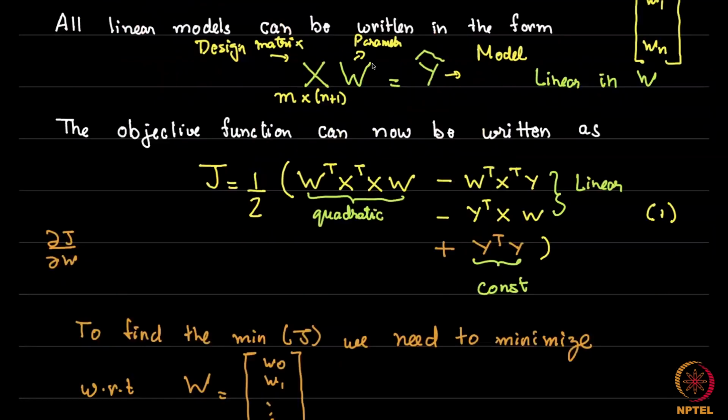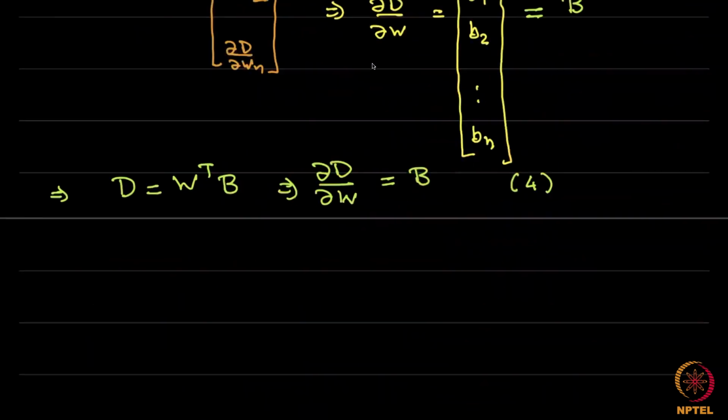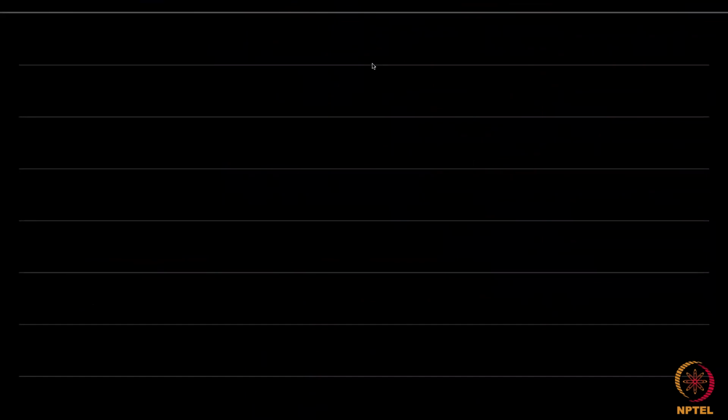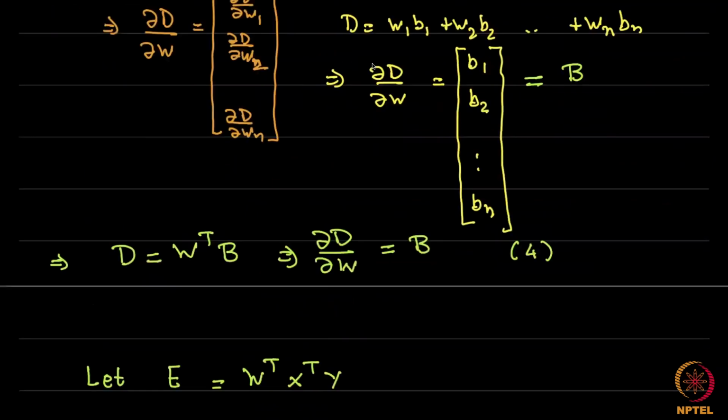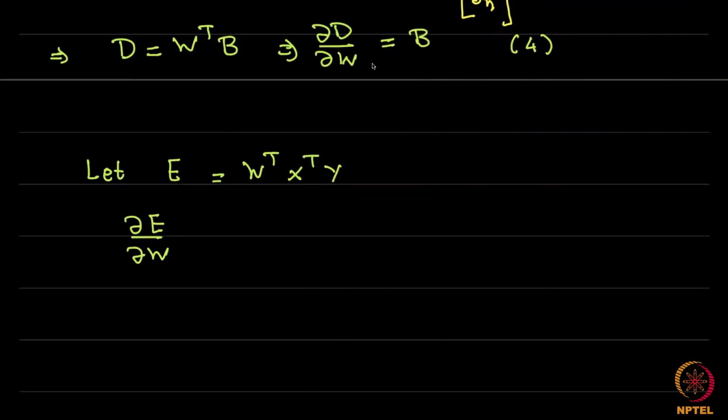So the linear derivatives are the derivatives here, these two. So let's look at the derivative of these two terms. The first term I'm going to look at is this term here, W transpose X transpose Y. So let E equal to W transpose X transpose Y. I want del E del W. I think I called it D here. So let me keep consistent notation. So let this be D.